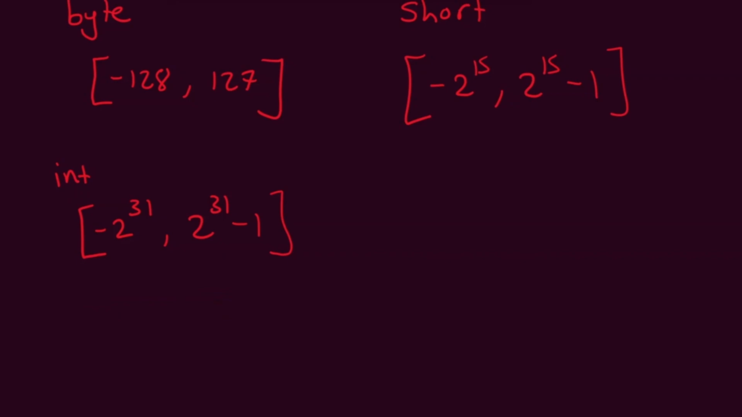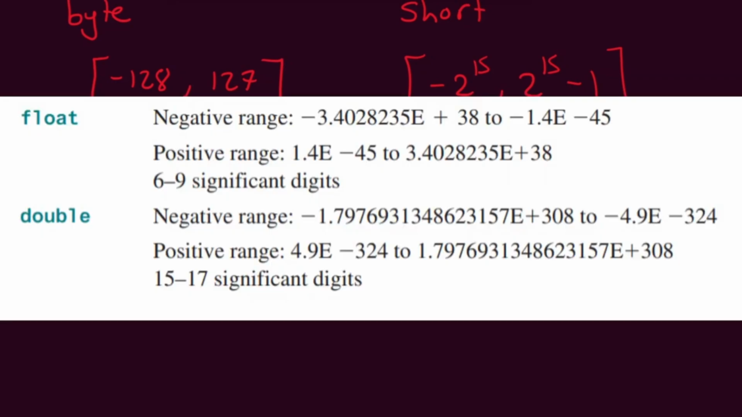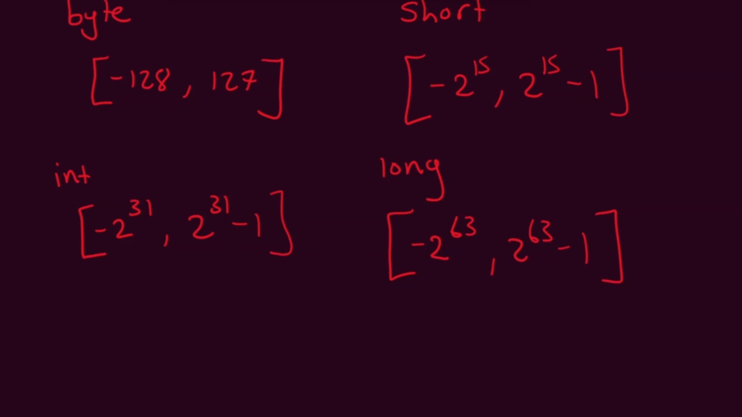Then we have a long. This can handle numbers from minus 2 to the power of 36 to 2 to the power of 36 minus 1. Then for floats and doubles, the following is how much they can handle, which is a really ridiculously large number.